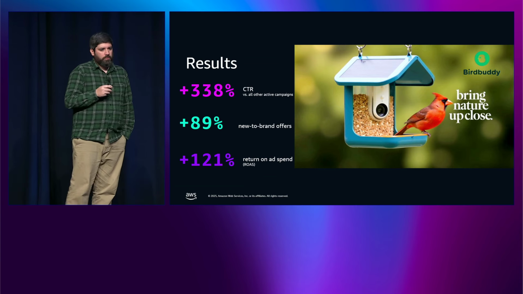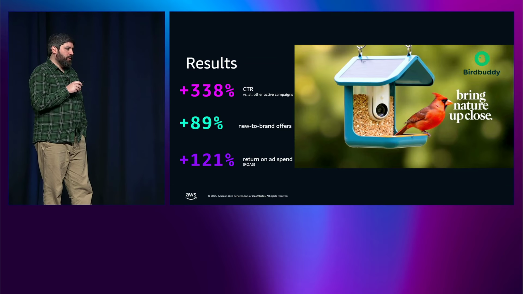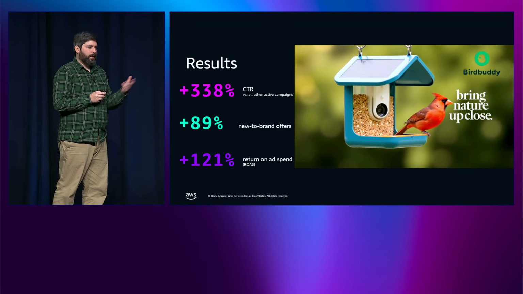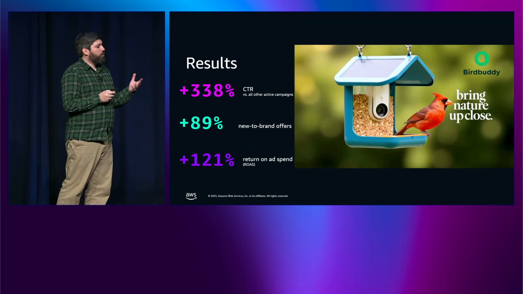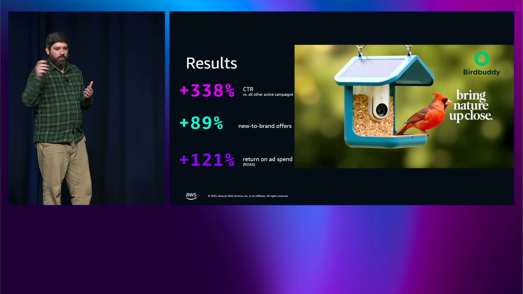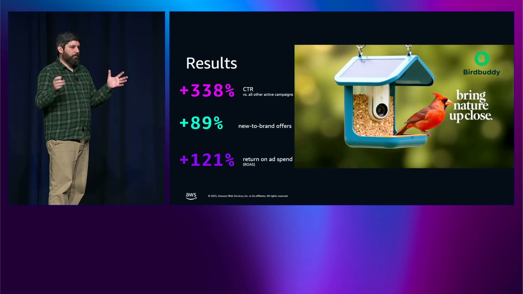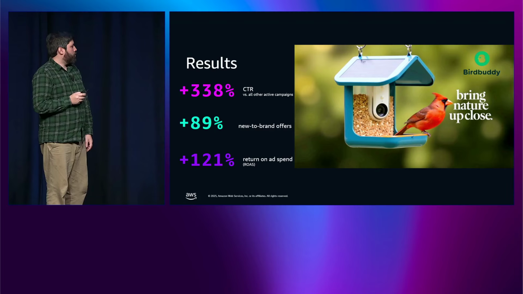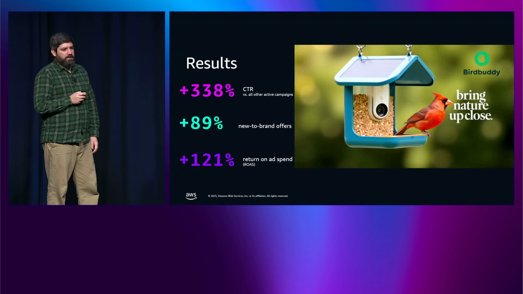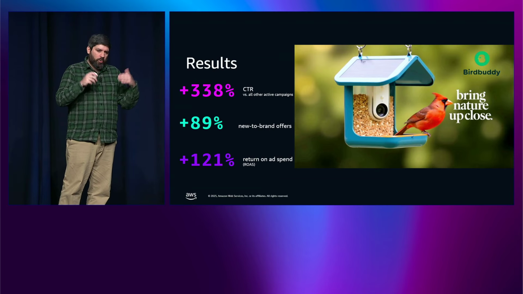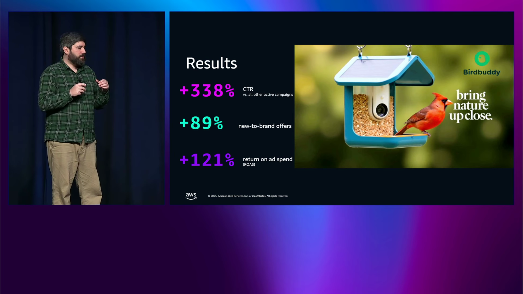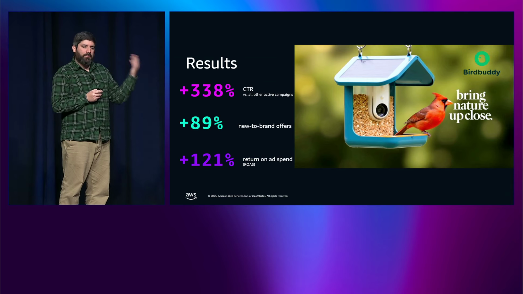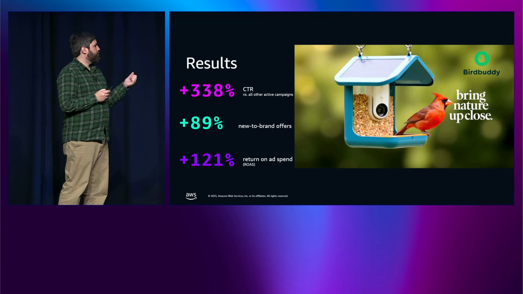89% new to brand offers. This means that we don't just appeal to current brand customers, but all new customers. We completely unblock a new set of customers. And also 121 return on ad spend. This means that we're lowering the costs using Gen AI workflows. Advertisers are seeing double the revenue compared to the spend in ads.